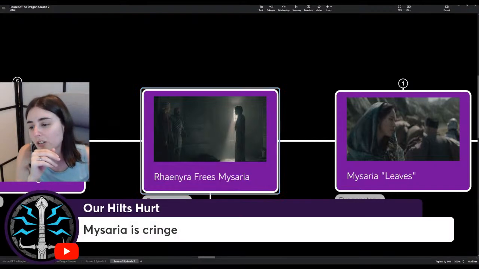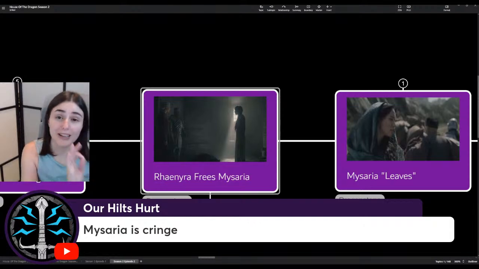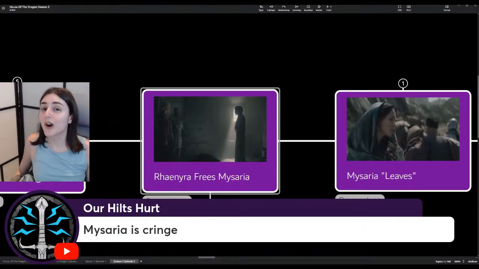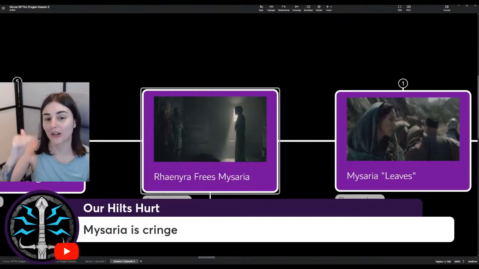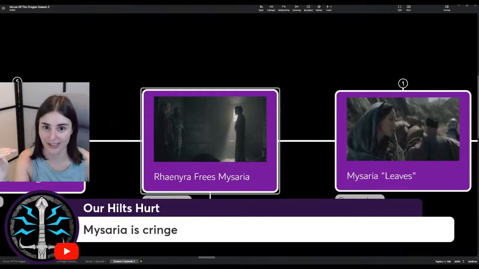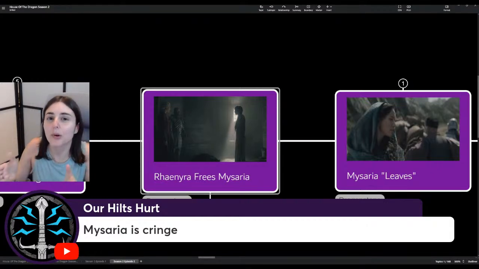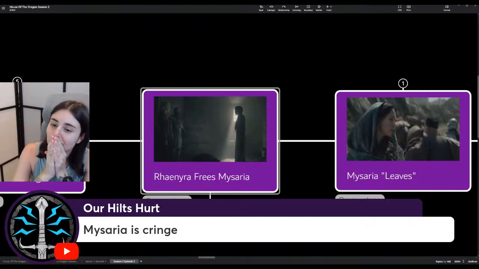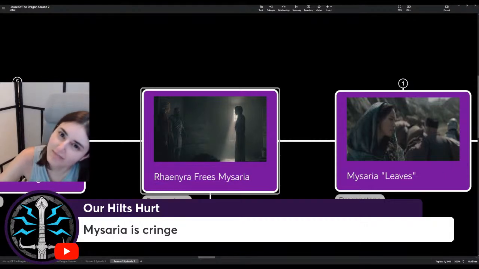Mysaria's cringe. She was worse in season 1. She's better this season, but that does not mean that she is on par with the rest of the cast in her acting. I don't know how to act for shit, but that doesn't matter. You, as a person, as a human, can comment on how people act, and sometimes it takes me out of the show because I'm too busy going, is she good or bad?